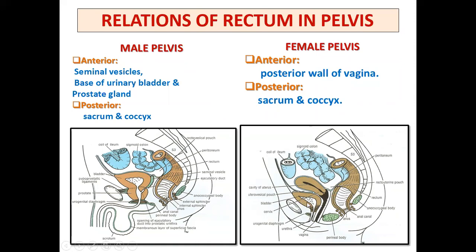In the female the bladder has been totally separated from the rectum, but in the male it is in direct contact. The posterior relation is the same in both male and female: the sacrum and the coccyx. Only the anterior relation differs.